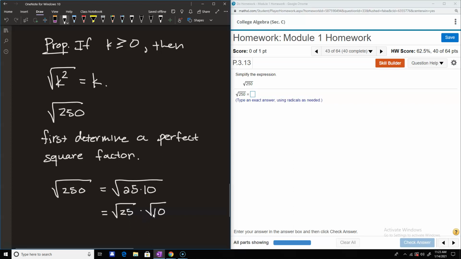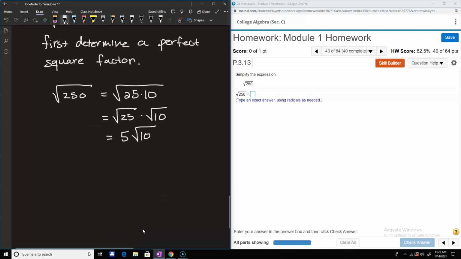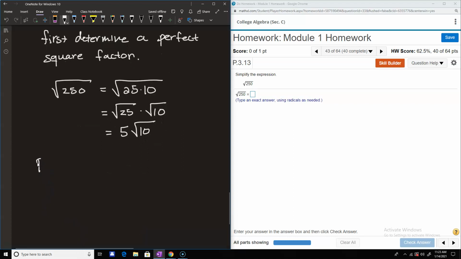This property will work with multiplication, even though it didn't work with addition or subtraction. So this would then simplify to 5 square root of 10. So this is kind of another thing that we know, a proposition. So we know that the square root of, say, capital A times capital B can be split up as the square root of A times the square root of B.